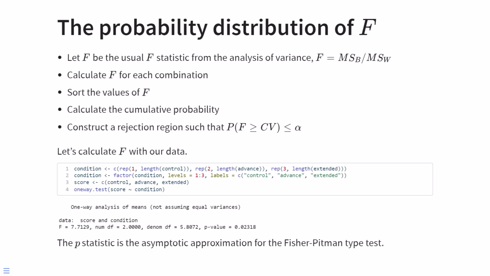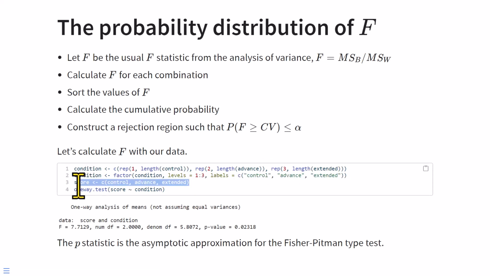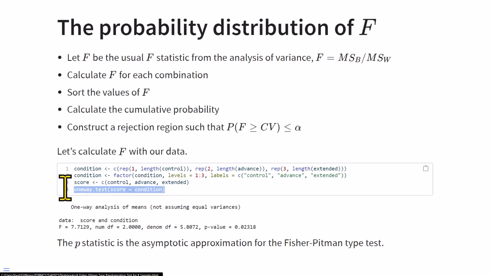Let's calculate the F that we actually obtain with our data. Here I'm setting up the condition as a factor, the categorical variable. I'm looking at a combination of all the scores, and then I'm looking at an analysis of variance using score as a function of condition. That is, I'm doing the usual one-way analysis of means in order to obtain my F statistic of 7.7129. What about that p-value?